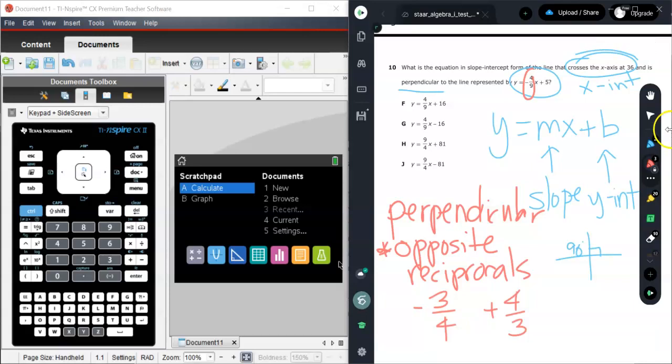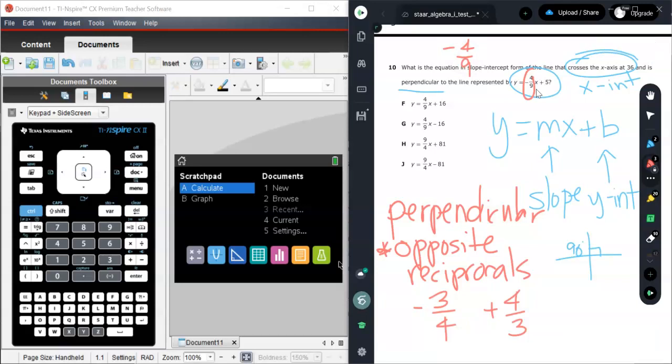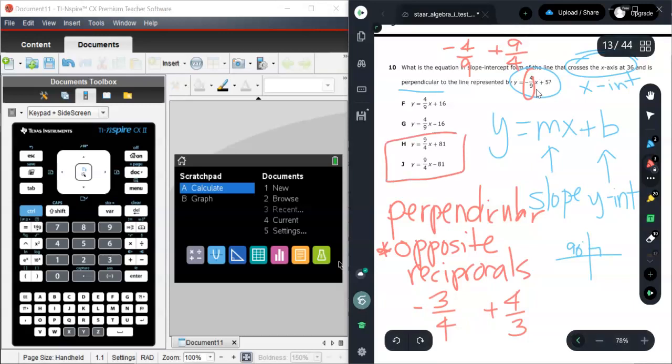So if you look back up here at the top, our original line has a slope of negative 4 over 9. So how do I get the perpendicular slope? Well, I'm going to take the opposite and the reciprocal. What's the opposite of negative? Positive. And the reciprocal of 4 over 9 is 9 over 4. If you look at your answer choices, only these two answer choices have a slope of 9 over 4. Therefore, we can throw these out. Now we're ready to get moving on the calculator. So it's between these two guys.